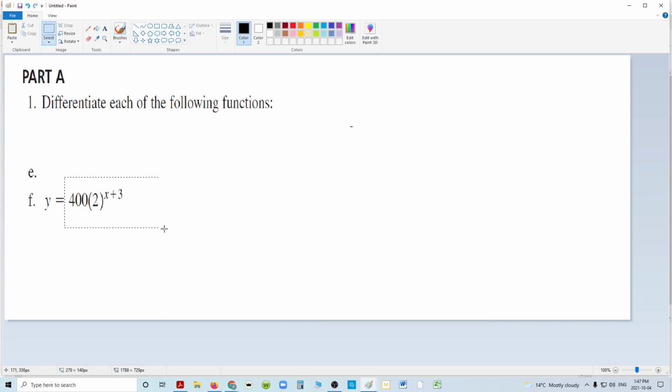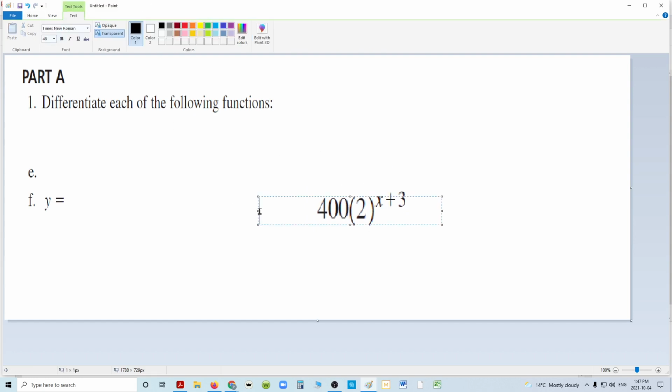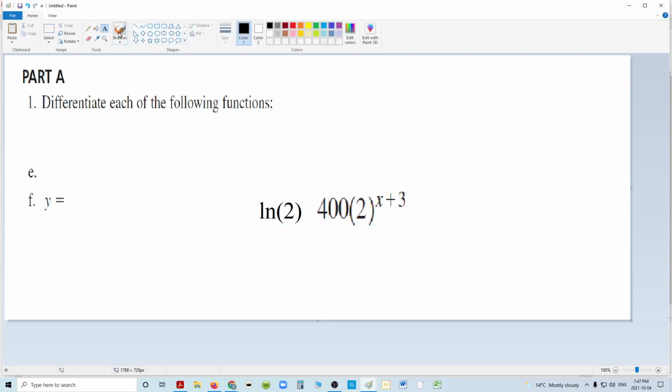What about this one? Well, the 400 is just a constant. So we know it's going to be just that as one of the rules. We also know we're going to take ln of the base. The base here is 2, not 400. It's going to be ln of 2. And we also know we're going to multiply the derivative of the exponent, but the derivative of the exponent is just 1. So that's all we got for that. So if you want, it could be 400 times the ln here. But you just leave the ln like that because the ln is precise.